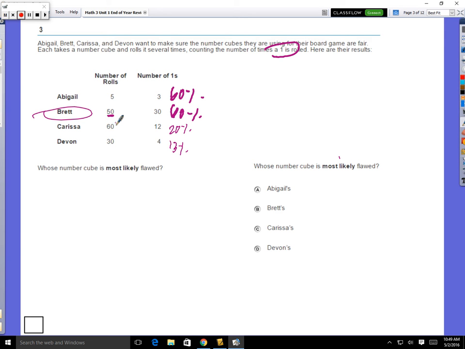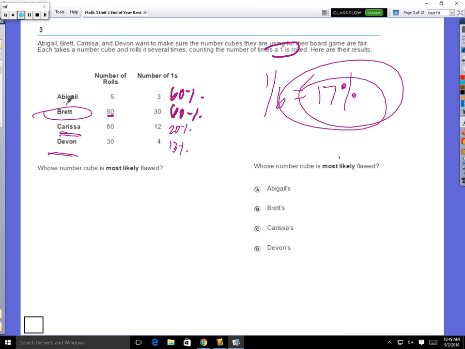Because Brett rolled a 1 60% of the time. So you should roll 1 out of 6. The chance of rolling a 1 is like 17%. So Devin's pretty close, Chris is pretty close. These two are way off. It's got to be something close to 17%. Abigail's off because she did not roll very many times. Brett, he rolled 50 times, so his dice is definitely jacked up.